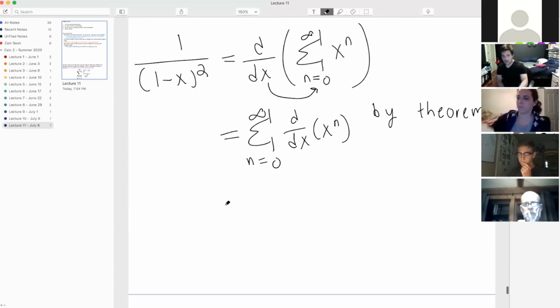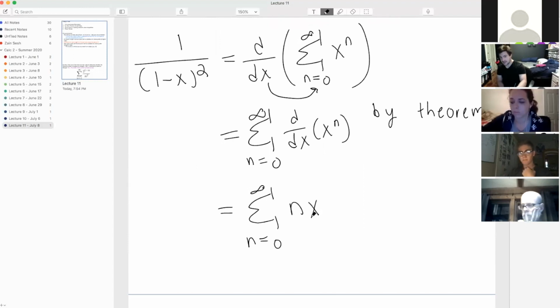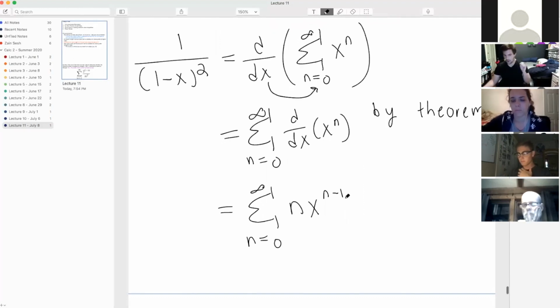There we go. And now this is very simple. We can just apply the power rule of differentiation to x to the n. And that's just n multiplied by x to the n minus 1 power. That's it. All right, so that's it.